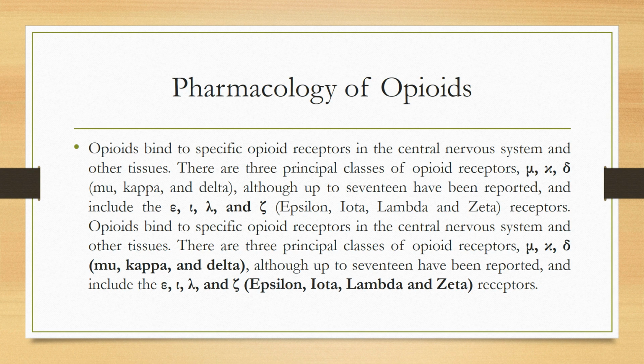Next is the pharmacology of opioids. Basically, opioids bind to specific opioid receptors in our body, present in the central nervous system and other tissues also. There are three principal classes of opioid receptor: mu, kappa and delta. Although up to 17 have been reported. Here you can see the 17 receptors that have been reported, and it also includes the epsilon, lambda and zeta receptors. Opioids bind to specific opioid receptors in the CNS and other tissues.